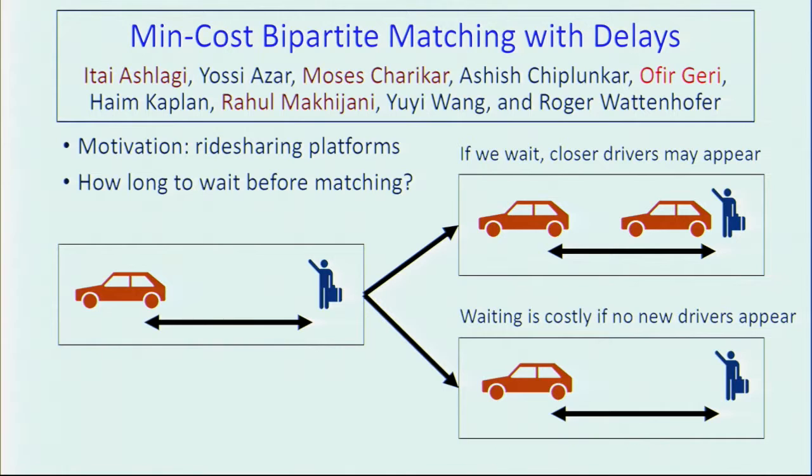And the reason why this decision is difficult is because we don't know the future, and there are two different things that can happen. If we decide to match them, one possible future is that another new driver will arrive right next to the passenger after we match them, and then we would have preferred to wait and match the passenger to the new driver. On the other hand, if we wait forever, another possible future is that no new drivers will arrive, and then the waiting itself is costly.